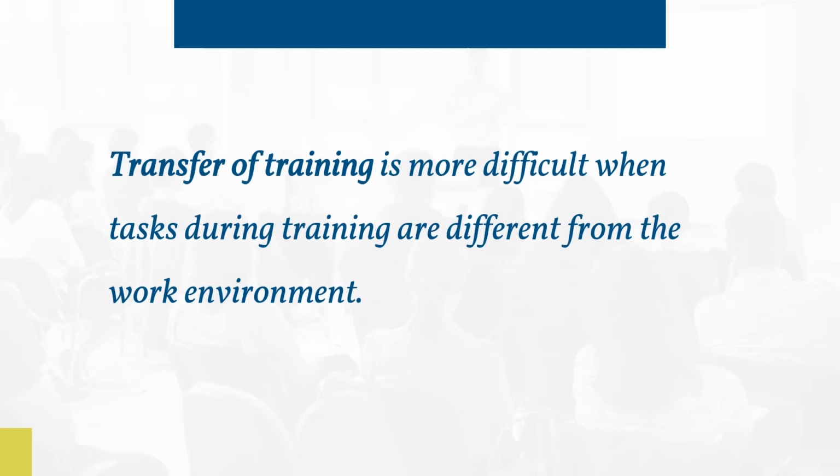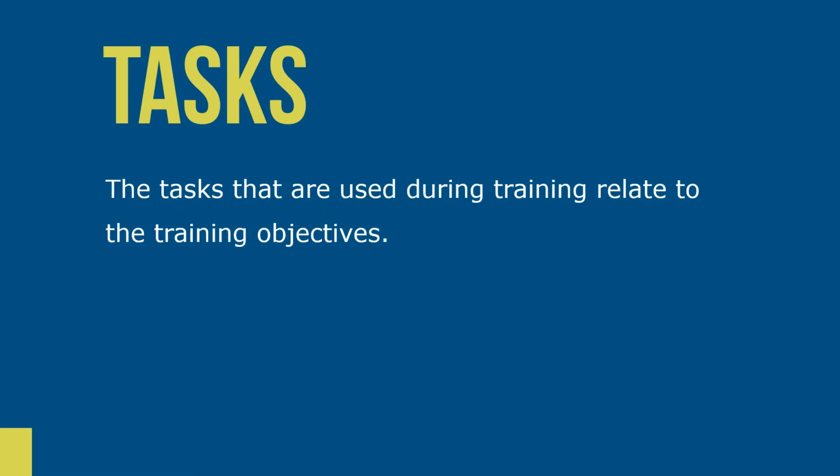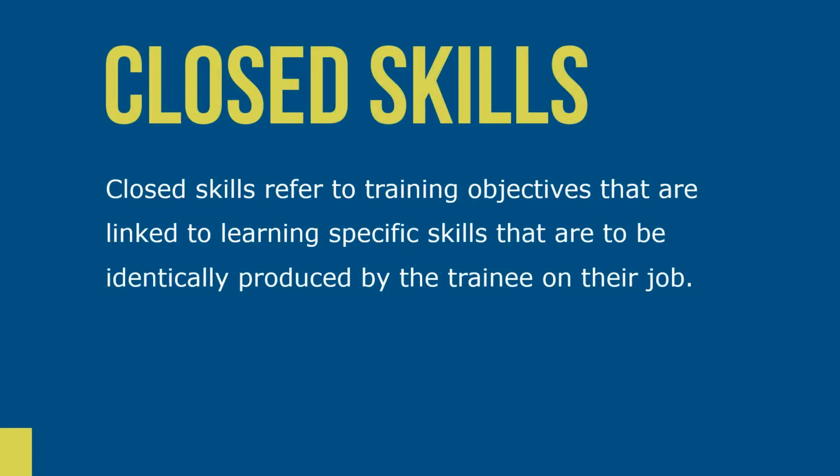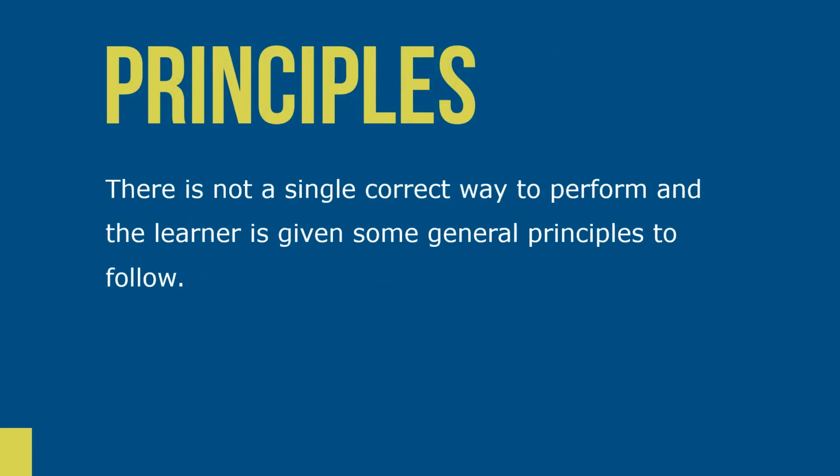Transfer of training is more difficult when tasks during training are different from the work environment, known as FAR transfer. The tasks that are used during training relate to training objectives. Closed skills refer to training objectives that are linked to learning specific skills that are to be identically produced on the job. There is only one correct way to complete a task if it requires closed skills. In contrast, open skills are linked to more general learning principles. With open skills, there's not a single correct way to perform, and the learner is given some general principles to follow.